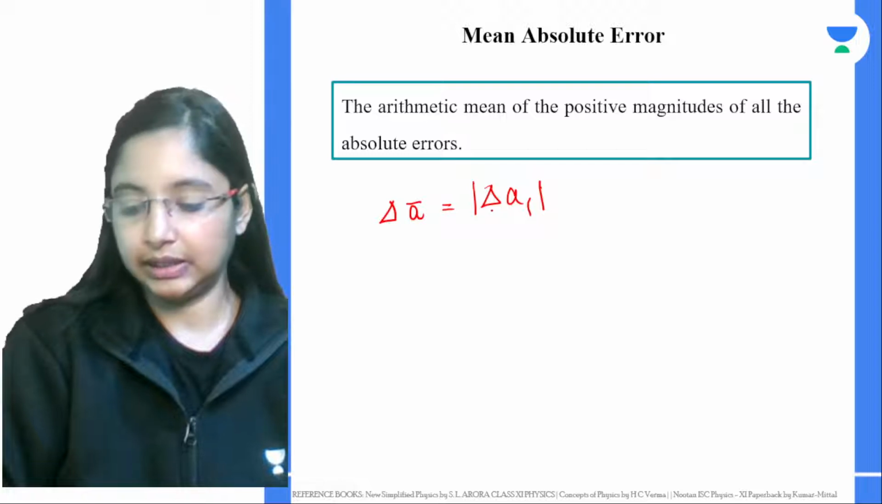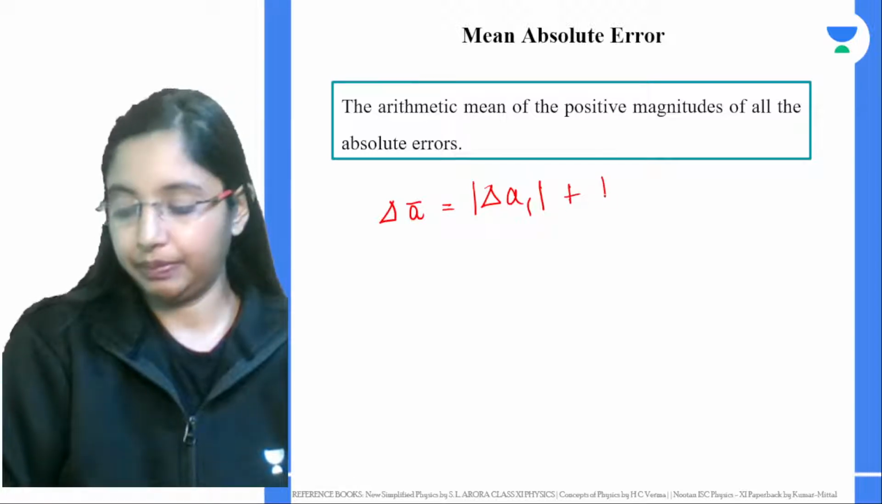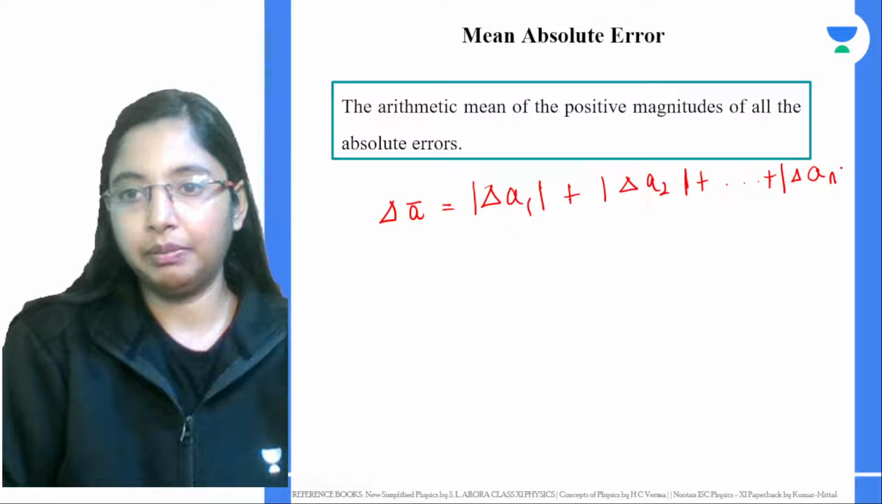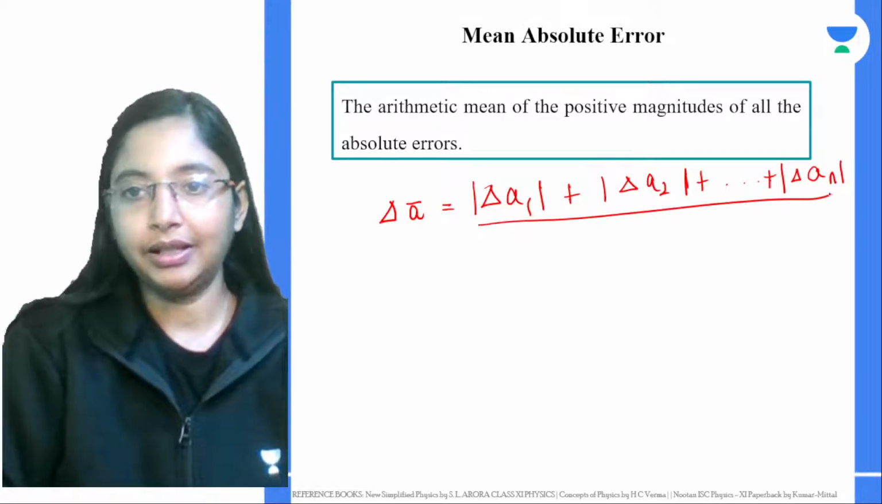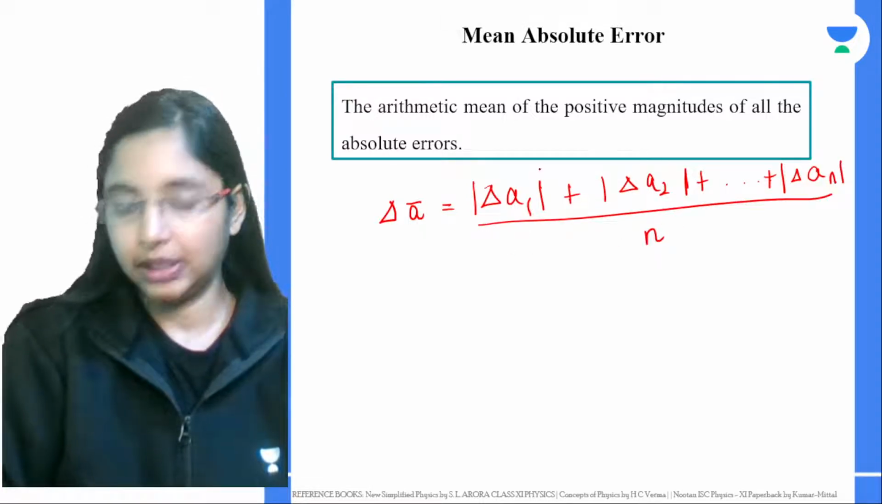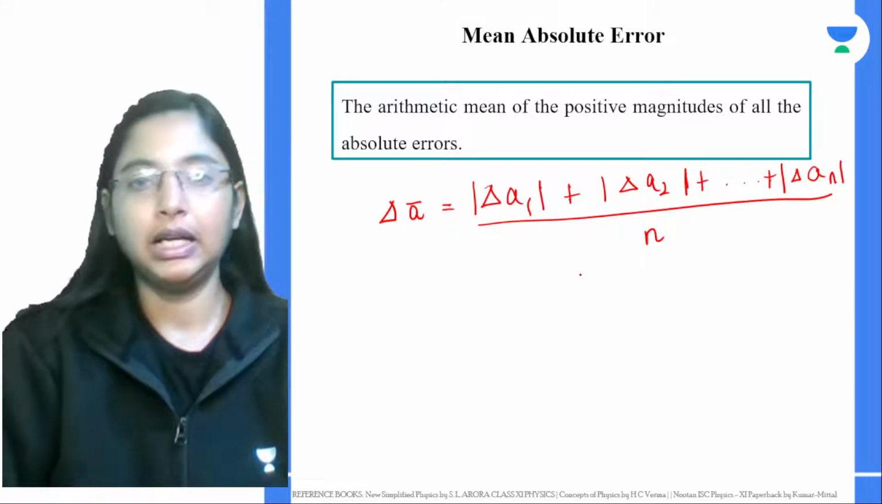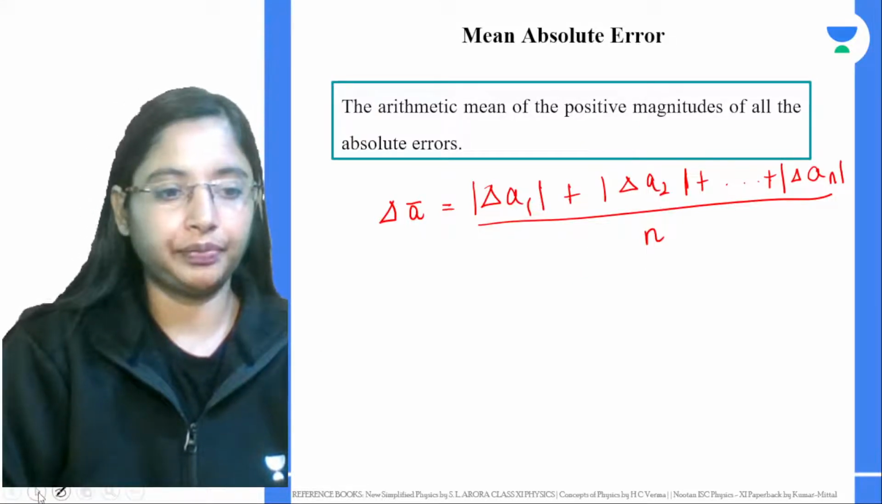Okay, so this is delta A1 plus delta A2, right? And so on up to delta An. What is your positive, okay? Mean absolute error is the sum by the total number of absolute errors. This gives you the total or the final mean absolute error.